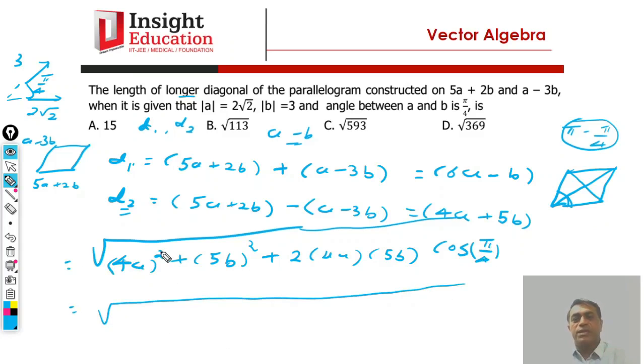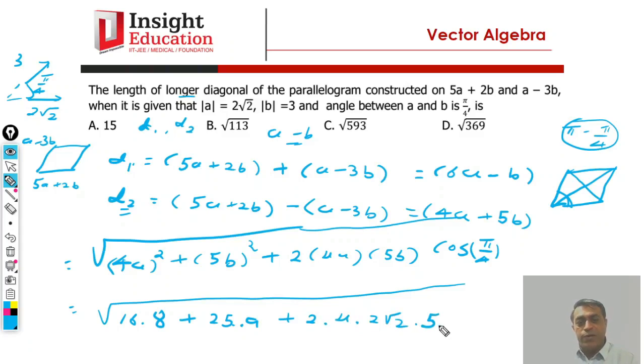So 4a square means 16 into a square. a is 2 root 2, so 2 squared is 4, into 2, that is 8. So 16 into 8. Then 5 squared is 25, and b square, so that is 25 into 9. Plus 2 into 4 into 2 root 2, into 5 into b, where b is 3, and cos 45 is 1 upon root 2. So root 2 cancels.